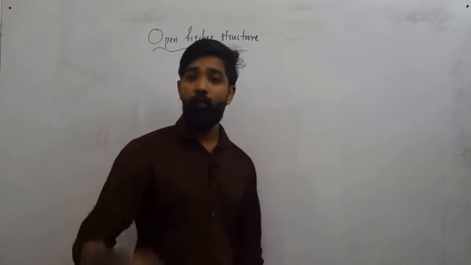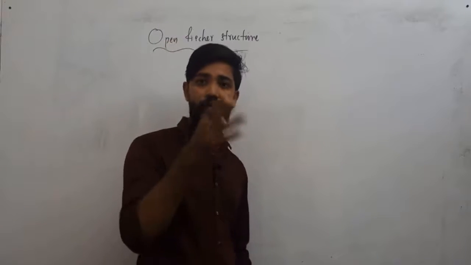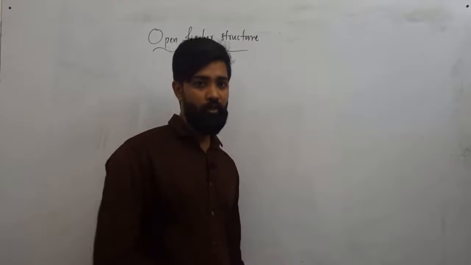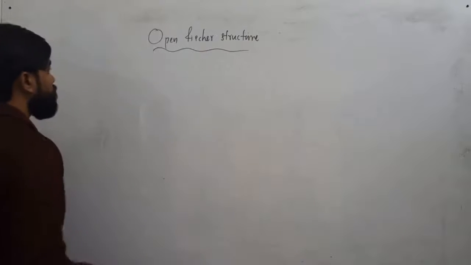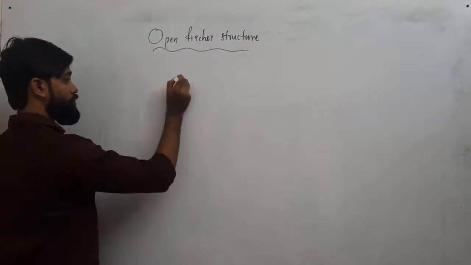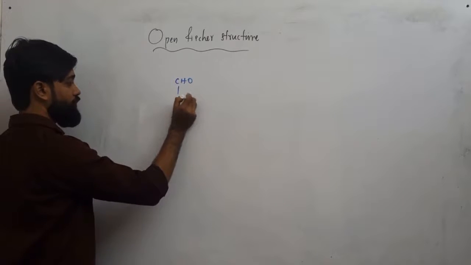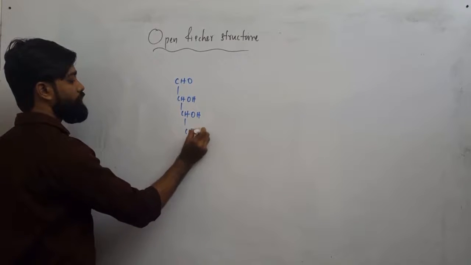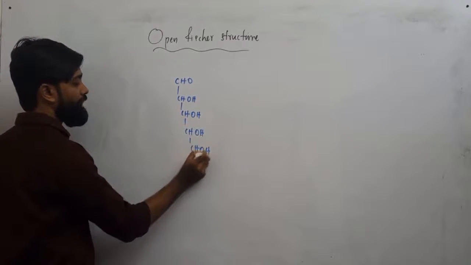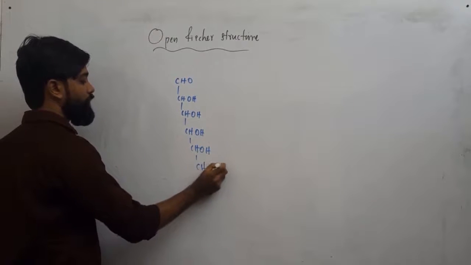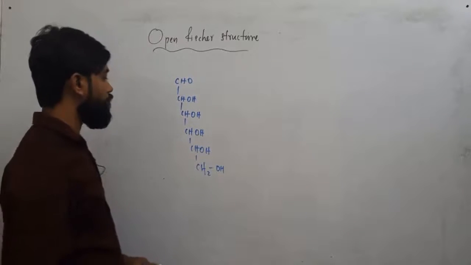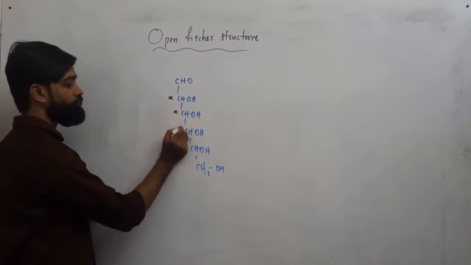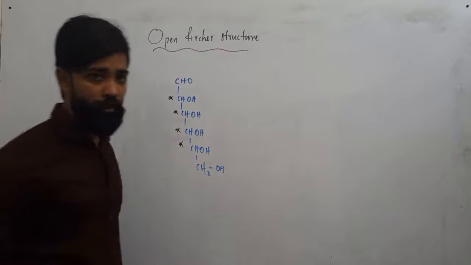Fischer structure means we have to represent the molecule in a vertical pattern with cross lines, where the cross lines represent the number of chiral carbons. So what about glucose? We know the structure of glucose: CHO, CHOH, CHOH, CHOH, CHOH, and finally CH2OH, right? How many asymmetric carbons, how many chiral carbons are there? These four are chiral carbons.